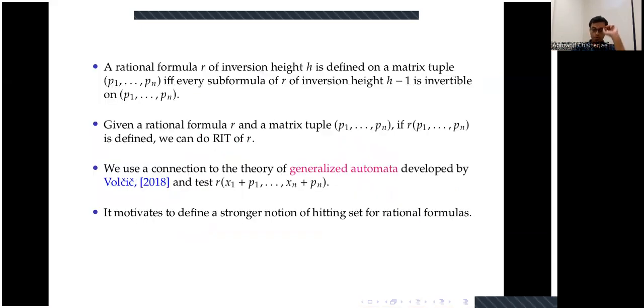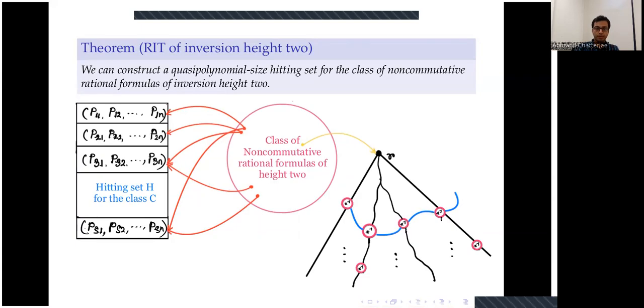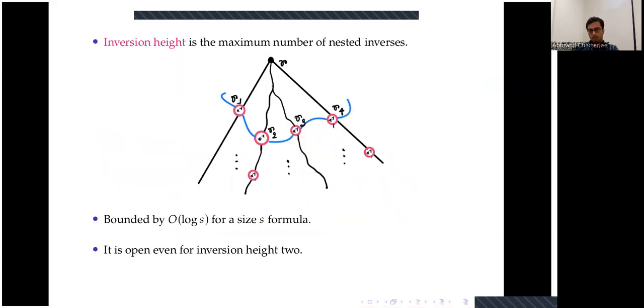Okay. So first observe one thing. Suppose a rational formula, we know that it is defined on some matrix tuple, say P1 to Pn. Then suppose it is of inversion height h. Then every subformula of inversion height h minus 1, say R1, R2, R3, R4 in this figure, they must be invertible on that point P1 to Pn. Otherwise, the formula on P1 to Pn would not have been defined.